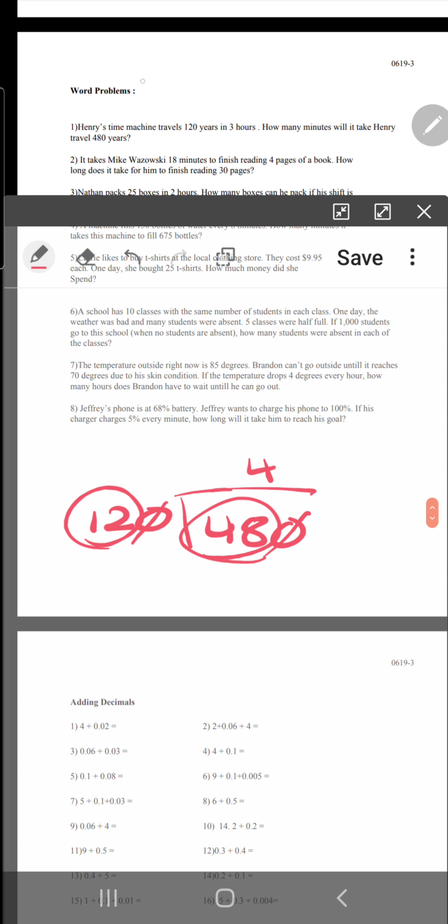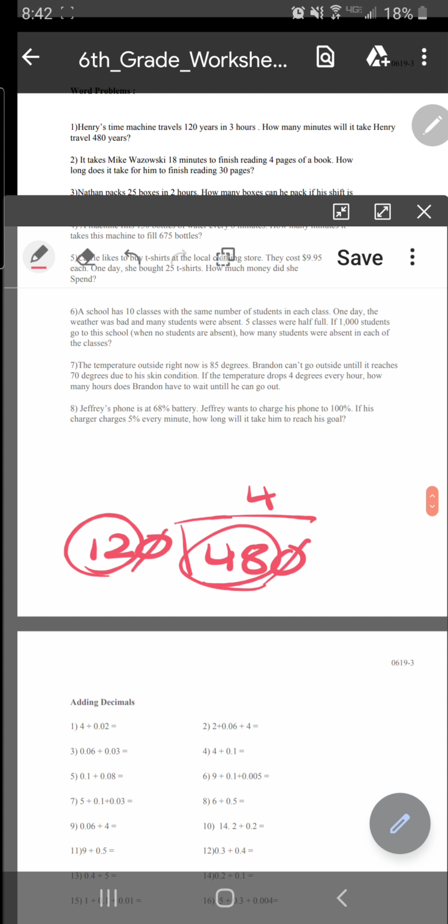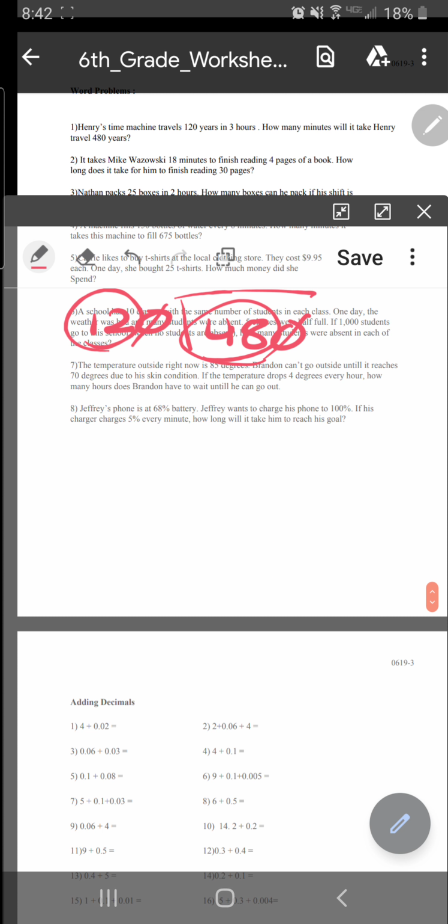Now, if it takes 120 years 4 times over, each time 3 hours, that means it would be 4 times 3, which would be 12. So it takes 12 hours, but they want it in minutes. There are 60 minutes per hour, so we have those 12 hours, 60 minutes per each.